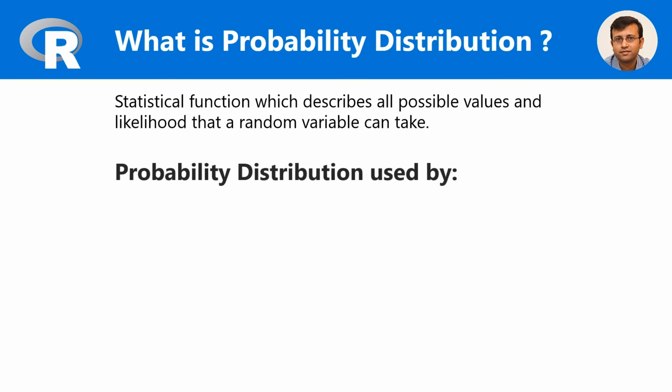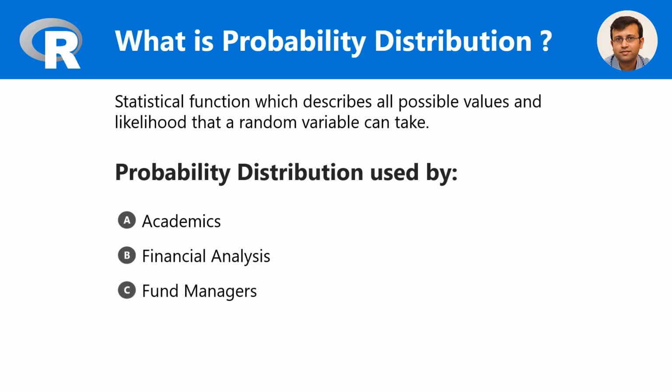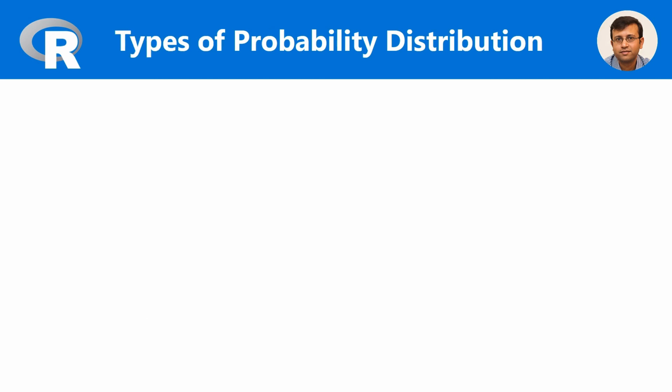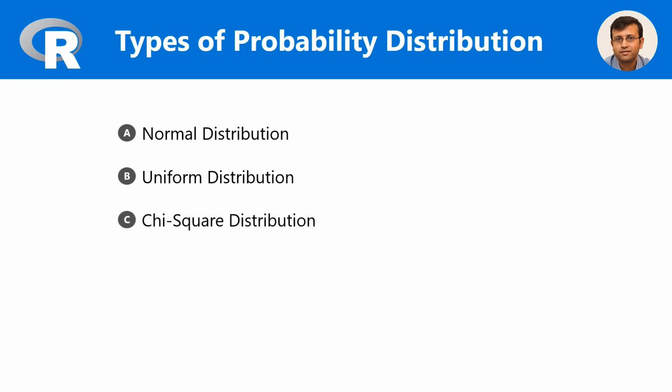Probability distribution is used in academics and financial analysis, as well as by fund managers and investors, to determine and evaluate possible expected returns that the stock price may yield in the future. There are many different classifications of probability distributions. Some of them include the normal distribution, uniform distribution, chi-square distribution, binomial distribution, and the Poisson distribution. Different probability distributions serve different purposes and represent different data generation processes.